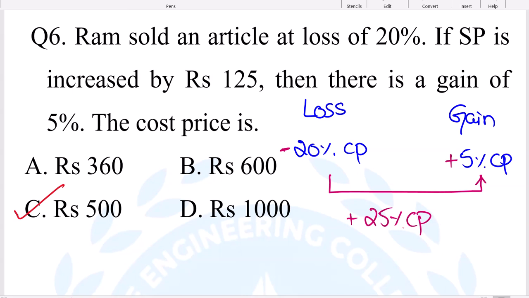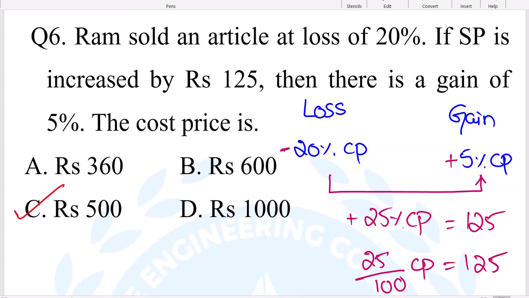125 rupees. A selling price is increased by 125. Your minus 20% become plus 5%. So 25% of CP equal to 125. 25% is 25 divided by 100, which is 1 by 4. You are done with the question. 25 once, 25 5 times, or what are the style of calculation? It's your choice. CP equal to 5 into 100, 500.